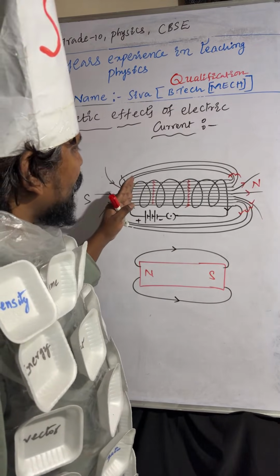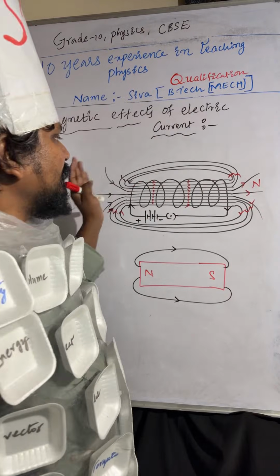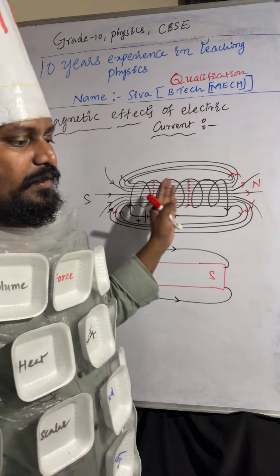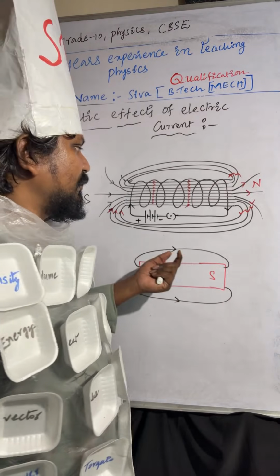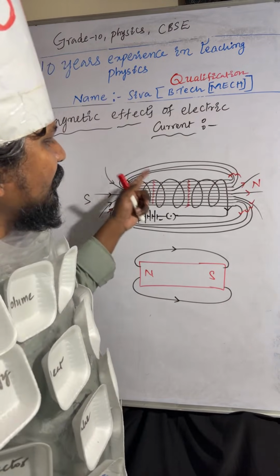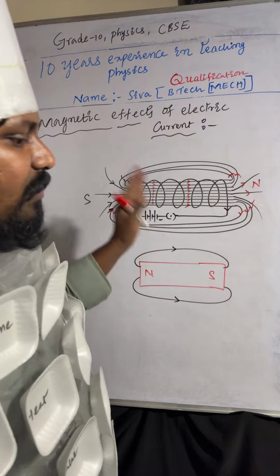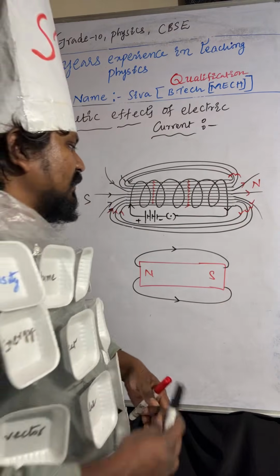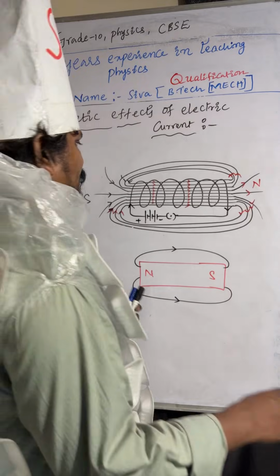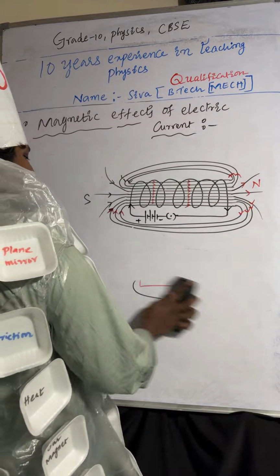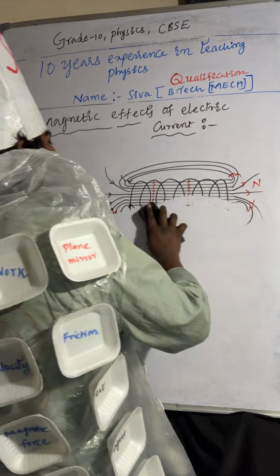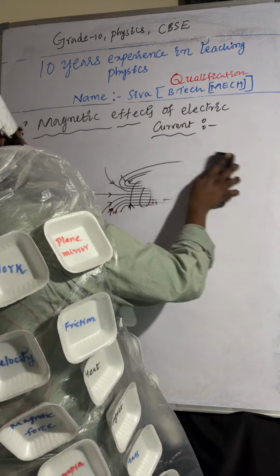Here we can also change the poles, but for the bar magnet the poles are fixed. That's enough. Here a magnetic field is produced, and here also a magnetic field is produced. Understood or not? So this is about the solenoid and bar magnet differences. Next we will discuss one more topic.